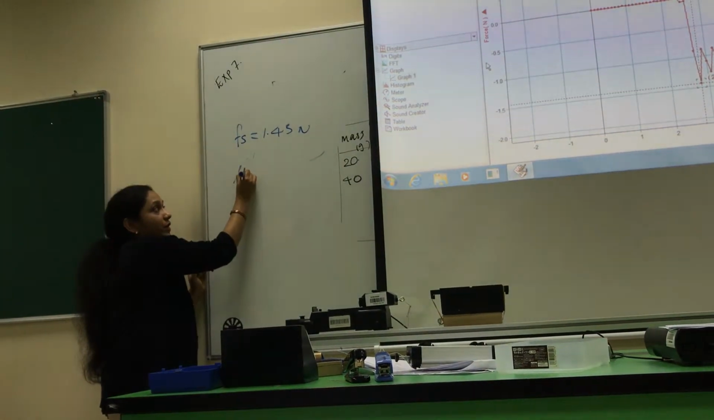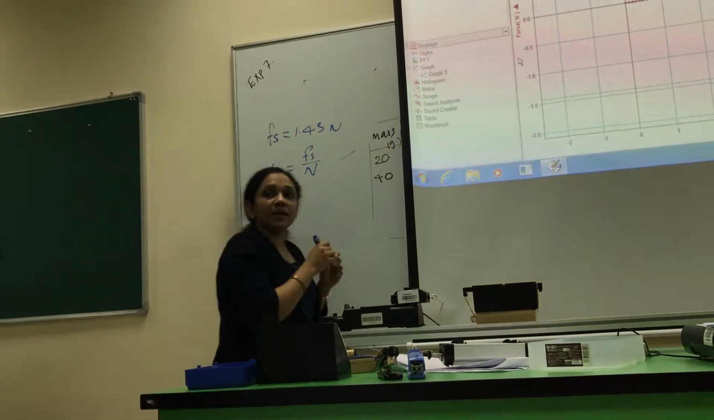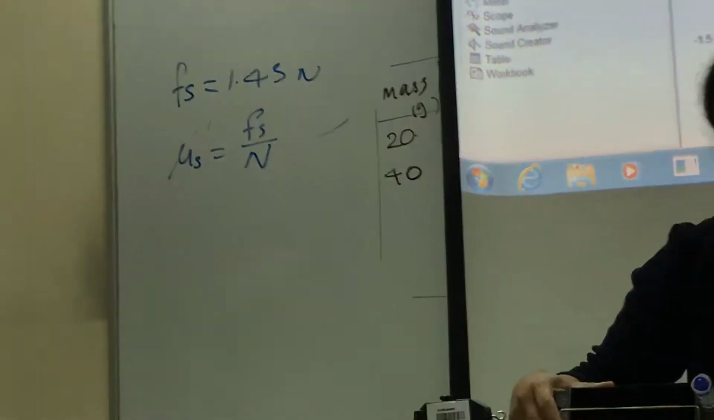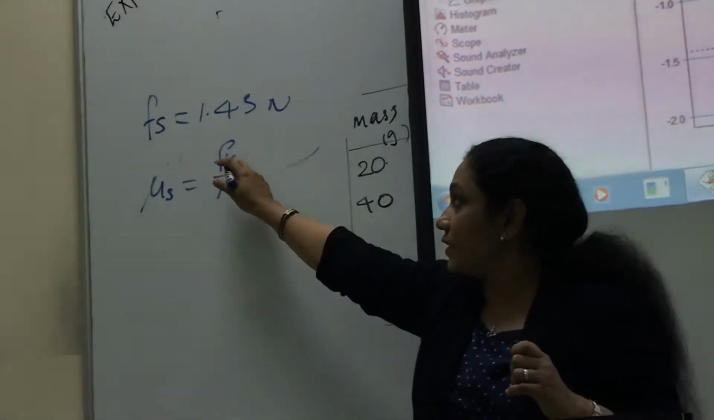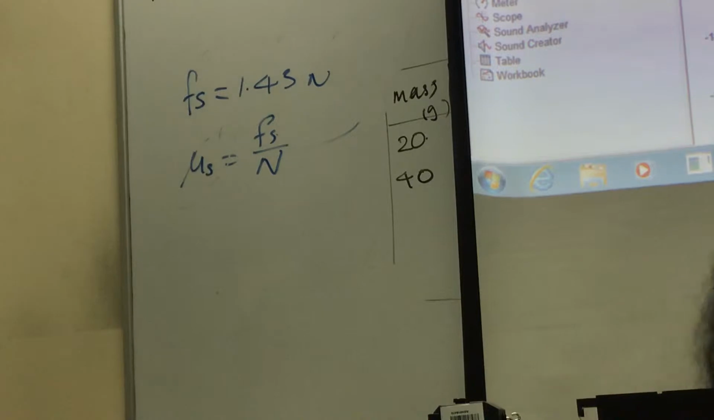We can calculate mu s, because mu s is equal to Fs by n. What is n? The normal force. How can you calculate the normal force? The total mass is here, right? Divide by 1000 into 9.8. That is the n. Fs we will get from the graph. We can calculate mu s. Okay. So we got mu s.